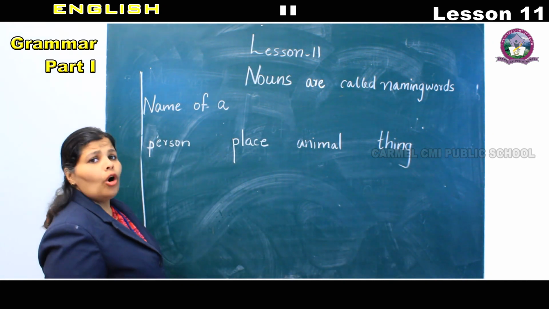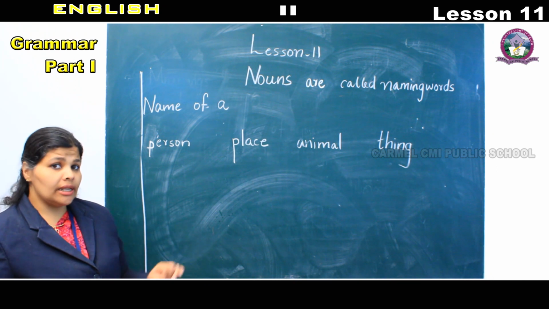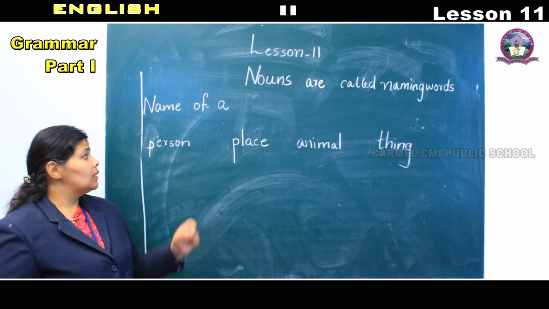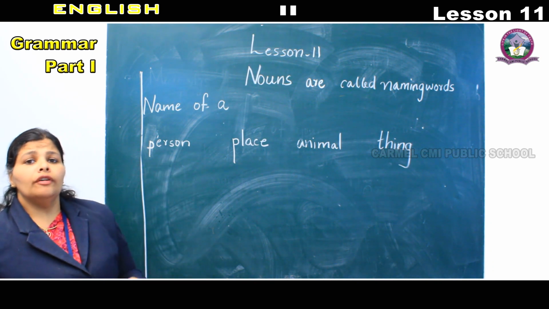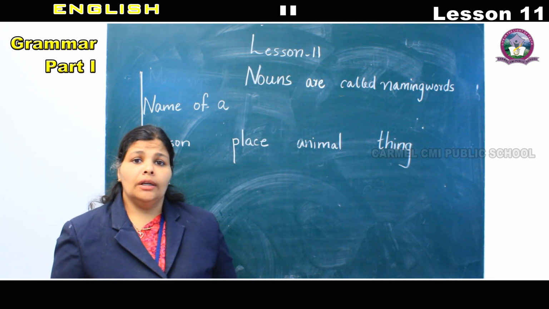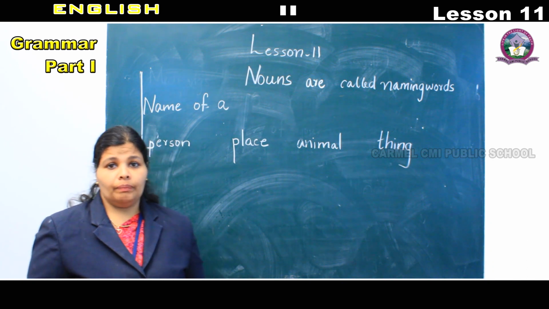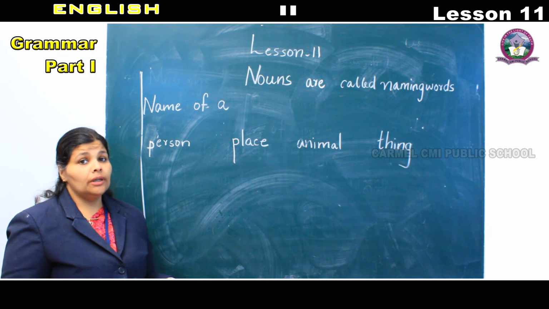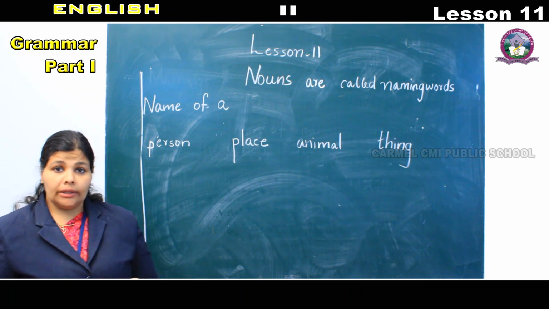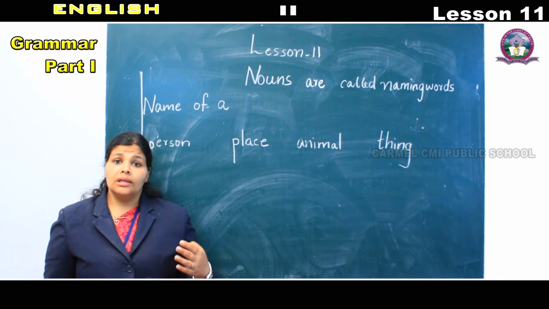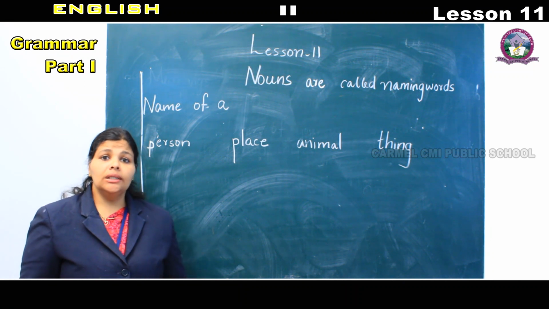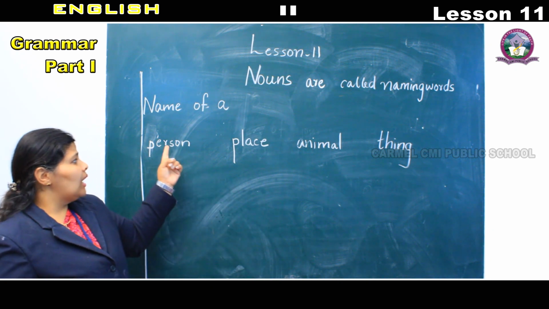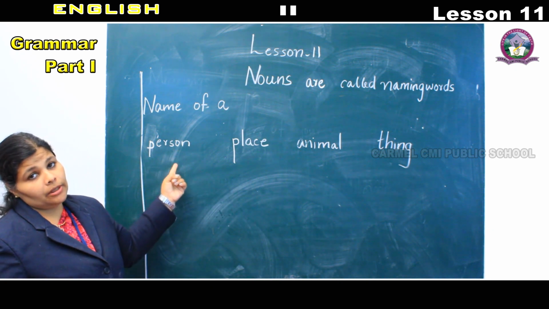Now, we have already learned in lesson 1 the names of people, that is, person. We learned about the family members, that is, grandfather, grandmother, father, mother, brother, sister, uncle, aunt, cousins. All of them come under person.